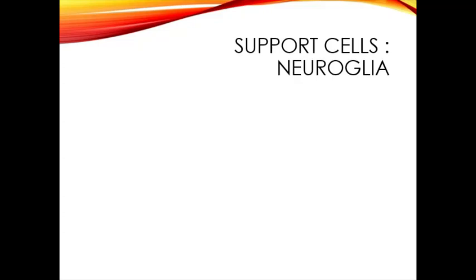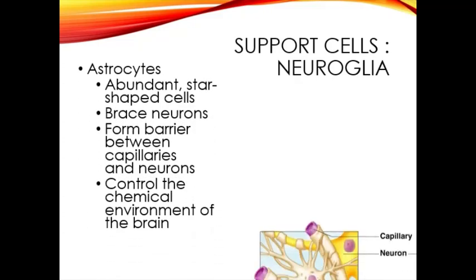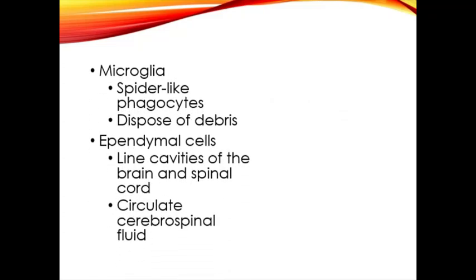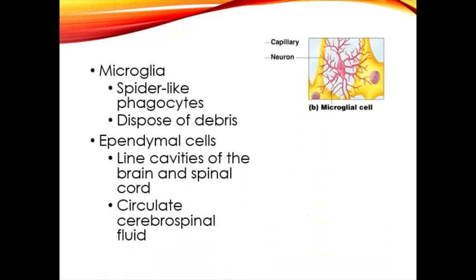So we have here the support cells, neuroglia, no? Oh, yeah, astrocytes, no? It looks like a star, abundant star-shaped cells. So these are some of the cells of the brain. We have here the microglia, spider-like phagocytes. So sila yung tagatapon ng mga waste material sa brain.